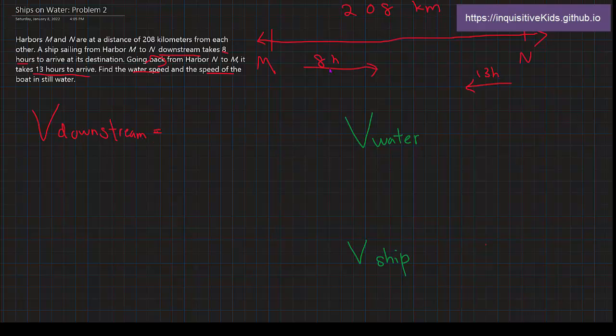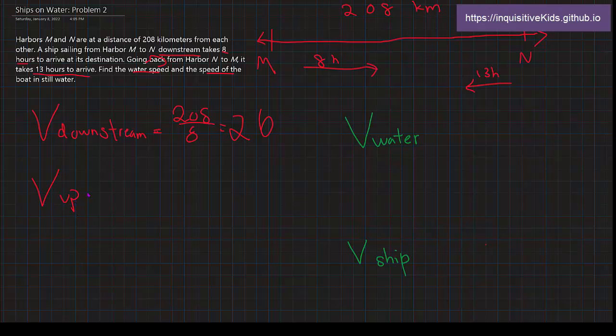So what's the downstream velocity? This is going downstream. The total distance is 208. So that would be 208 divided by 8. And after you calculate that, you will get 26. So the 26 is the downstream speed of the ship.